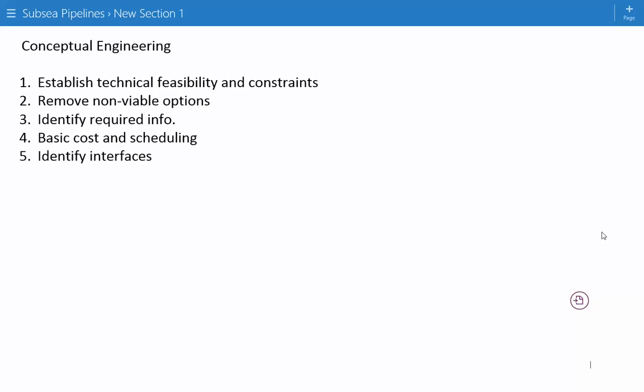Then you're also trying to identify different types of information that will be required as the design process moves forward. And fourth, you're trying to establish some type of basic cost and scheduling, to get an idea of how much this project will cost, when it will be finished, and all the design steps it will take. And finally, you're trying to identify interfaces with other systems, whether planned or currently in existence. You also need to look at what inputs you need from other disciplines, such as flow assurance.